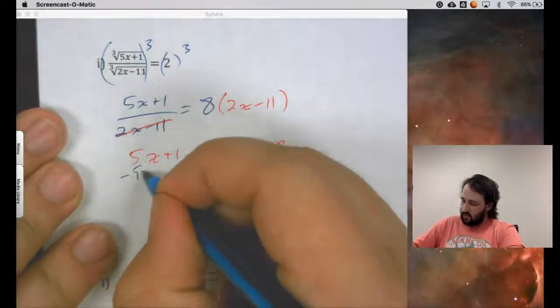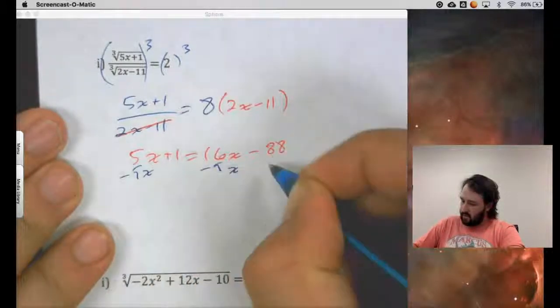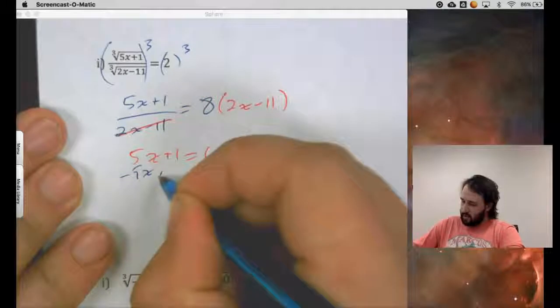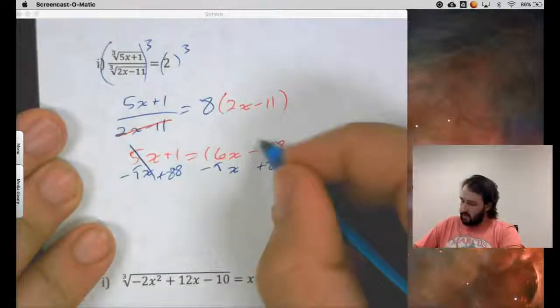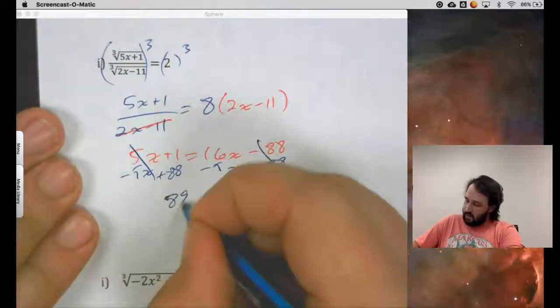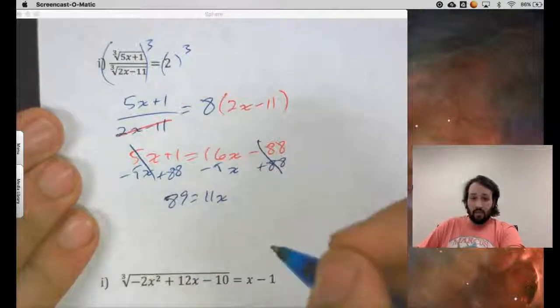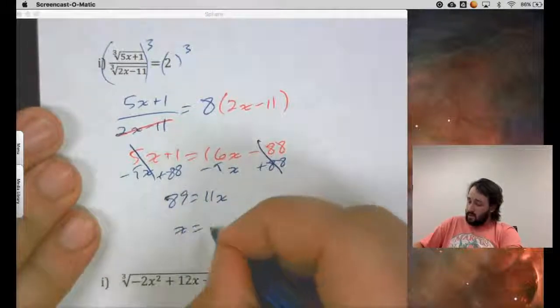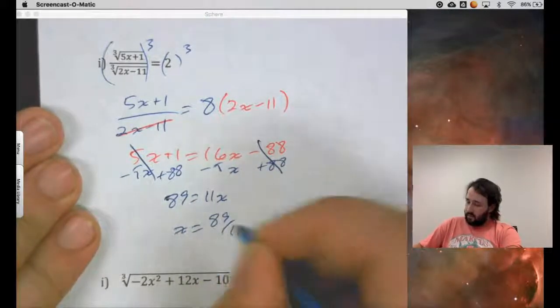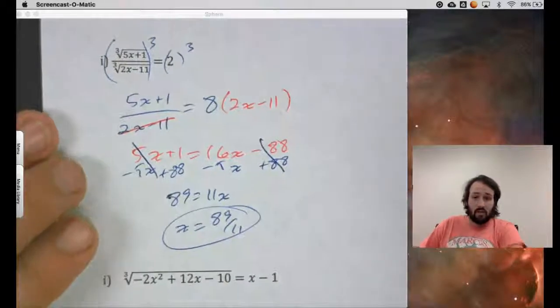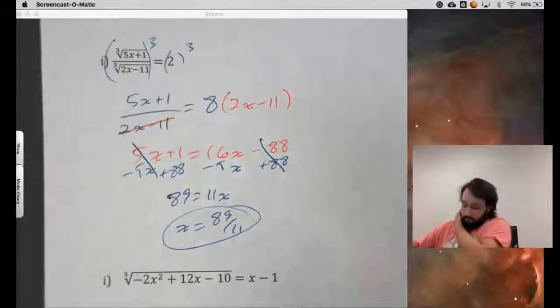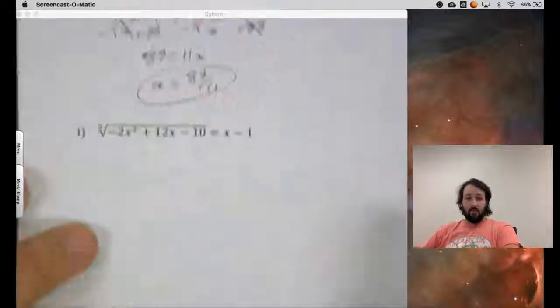So minus 5x, and then plus 88, and then plus 88, 0 and 0. So I have 89 equals 11x, divide by the 11, and then x equals 89 over 11. Cube roots I don't even need to check because they can be negative. Makes no difference.